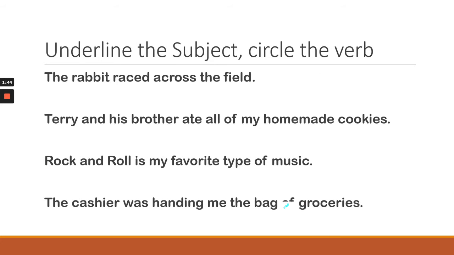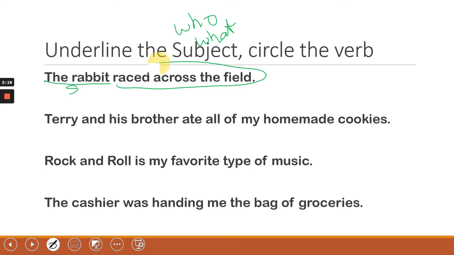So for these sentences, we're going to use the strategy of underline the subject, circle the verb. So let's look at this first one. The rabbit raced across the field. Oh, that's from the pictures on the last slide. First, I'm going to ask myself to find the subject. That's the who or the what. So if I think about this sentence, I know this sentence is about the rabbit. The rabbit. That's my subject. I'm going to write S for subject. And then I can ask, what did the rabbit do? The rabbit raced across the field. That is my verb. Rabbit is the subject. Raced across the field is the verb.